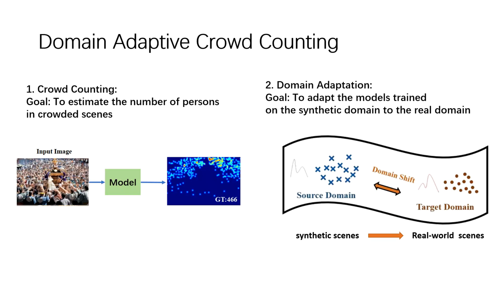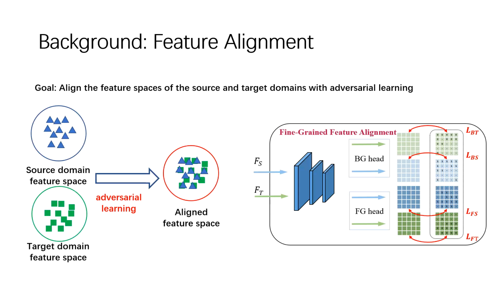To avoid reliance on such annotations, previous works apply cross-domain crowd counting by transferring knowledge learned from easily accessible static data to real-world datasets. The methods for cross-domain crowd counting fall into two categories. The first is to do feature alignment. After aligning the image feature spaces of the source and target domains with adversarial learning, the model trained on the source domain images can get better performance in the target domain.